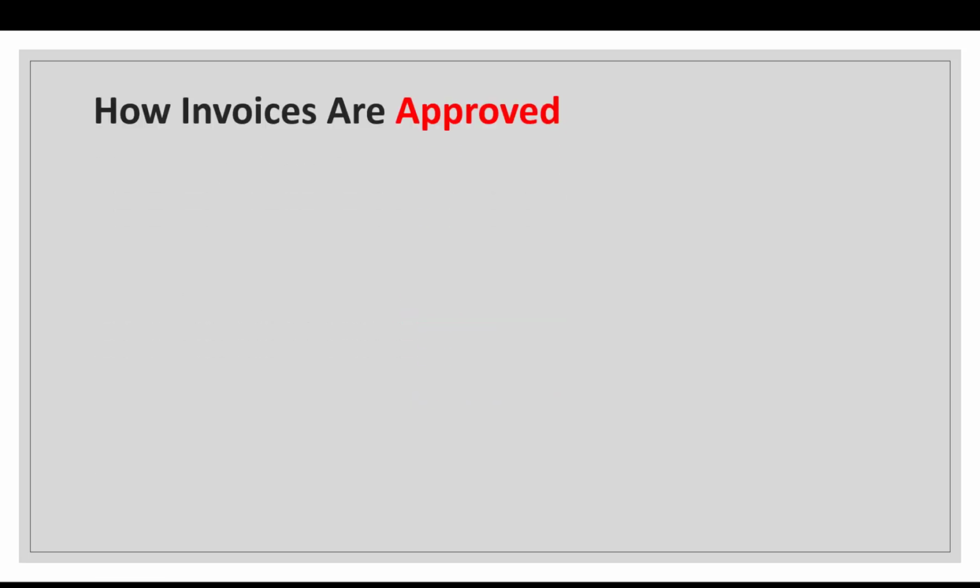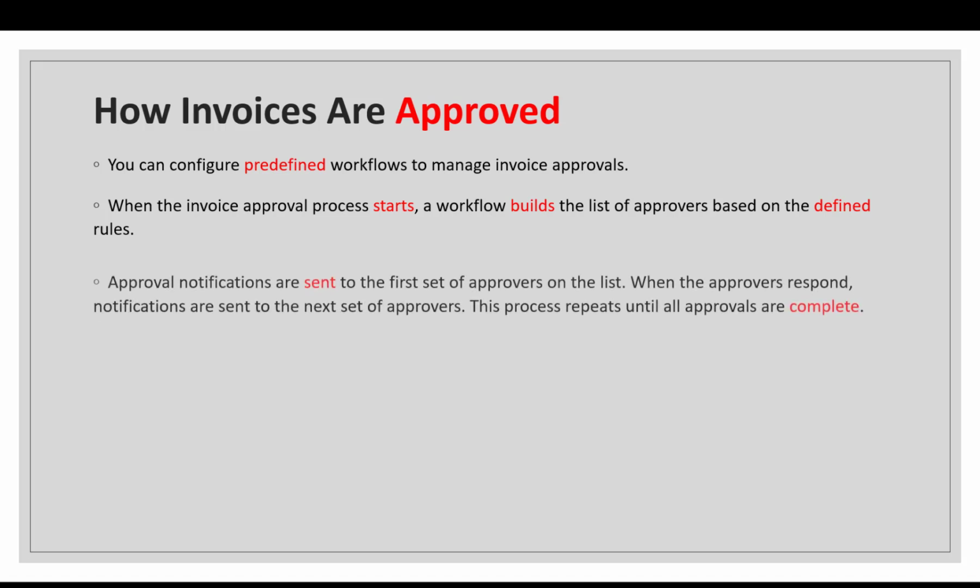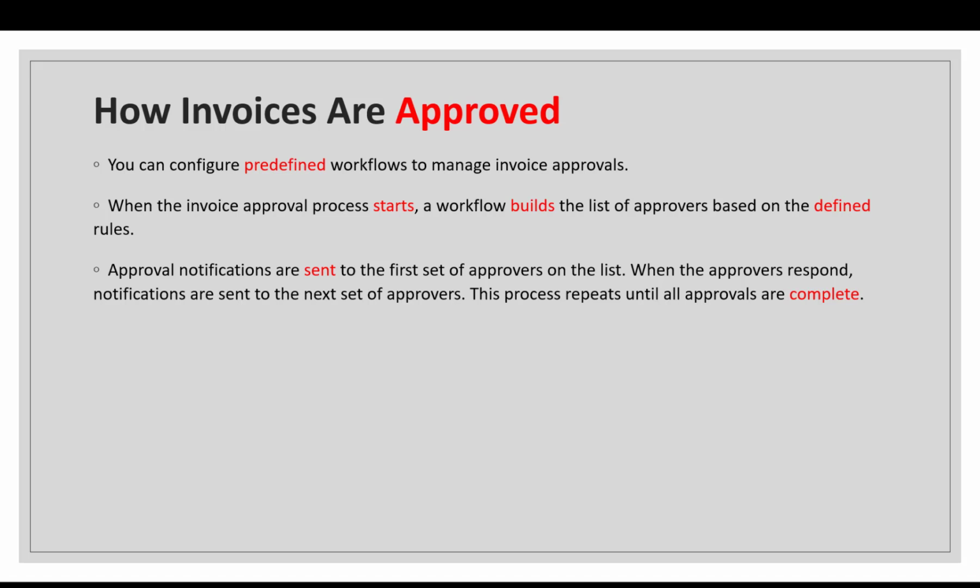How invoices are approved. You can configure predefined workflows to manage invoice approvals. When the invoice approval process starts, the workflow builds the list of approvers based on the defined rules. Approval notifications are sent to the first set of approvers on the list. When the approvers respond, notifications are sent to the next set of approvers. This process repeats until all approvals are complete.